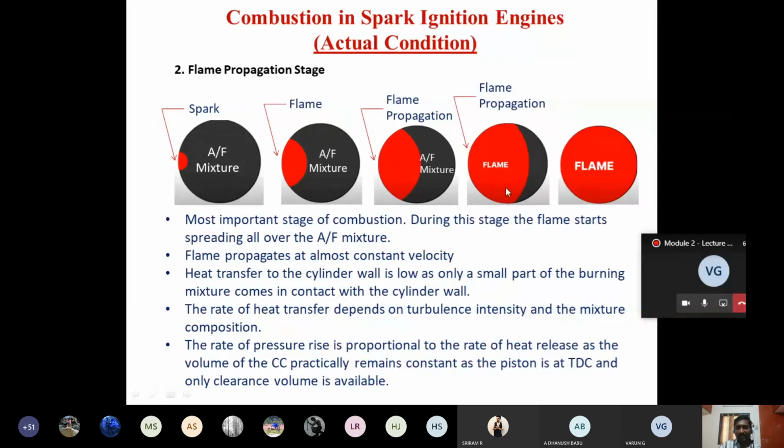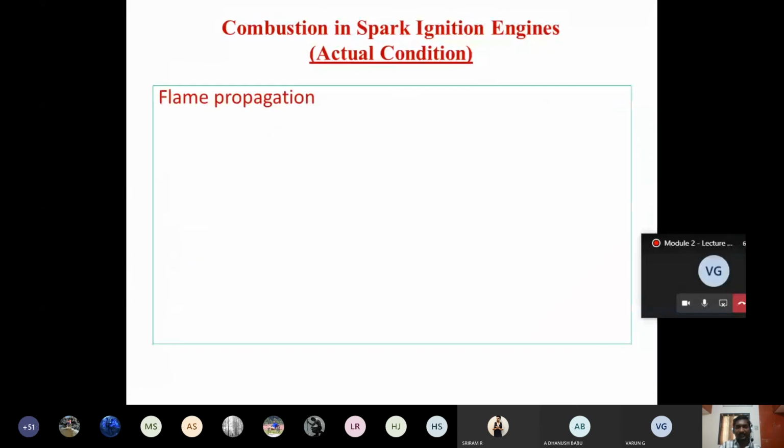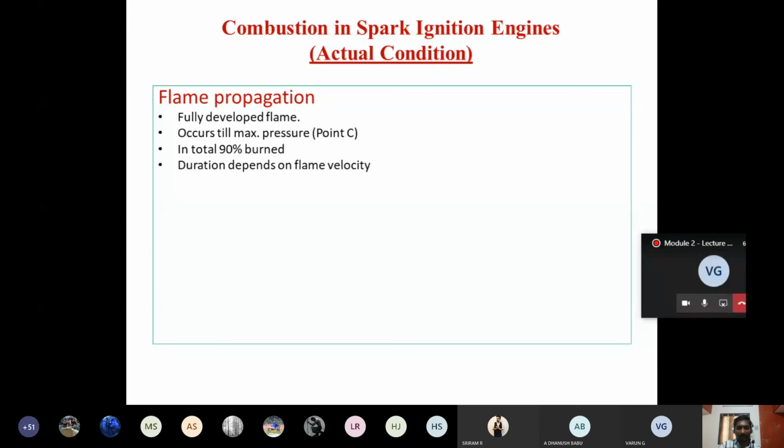So these are all our after burning stage. In the next slide, I'll explain the after burning stage. In the second stage of combustion, that is the flame propagation stage, we have the fully developed flame, and this occurs till the maximum pressure is reached, that is the point C. A is the spark introduction. Point B is the place where the ignition starts. Point C is the maximum pressure that is reached.